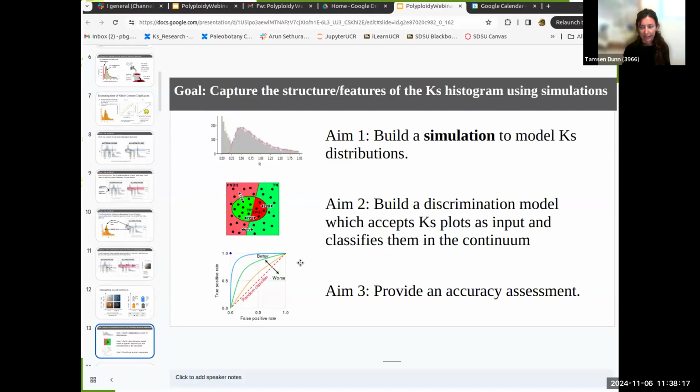So my project idea then was to build a simulation based on this 2-dimensional continuum to model KS distributions and see if we can build more realistic distributions. And then given that, if we can control all the parameters and build a KS distribution, can we then take an empirical KS distribution, go back and infer the original parameters, and provide an accuracy assessment?